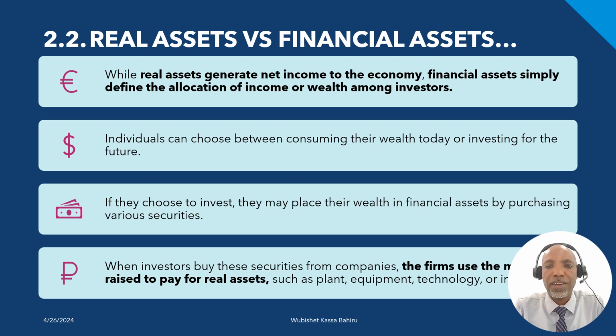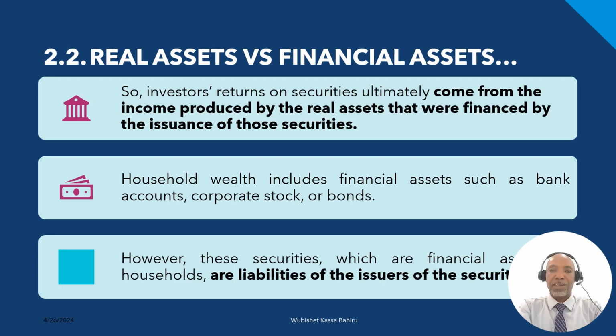If they choose to invest, they may place their wealth in financial assets by purchasing various kinds of securities or bonds. When investors buy those securities from companies, the firms use the money from the sale of those securities to pay for real assets such as plants, equipment, and technology in order to generate income in the given nation's economy. So investor returns on the securities ultimately come from the income produced by the real assets that were financed by the issuance of those securities.